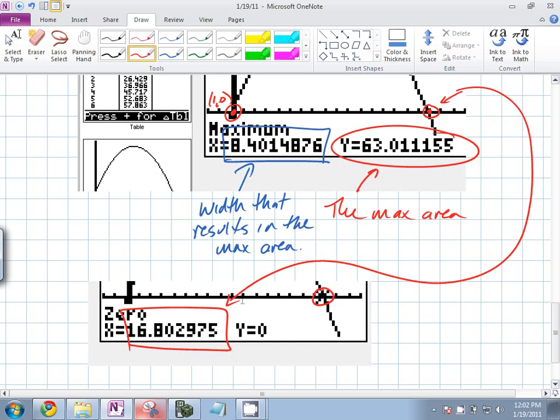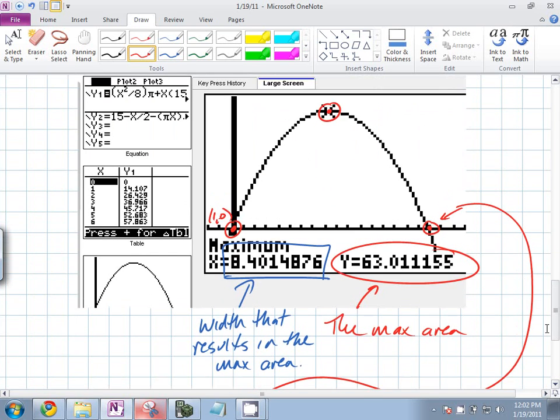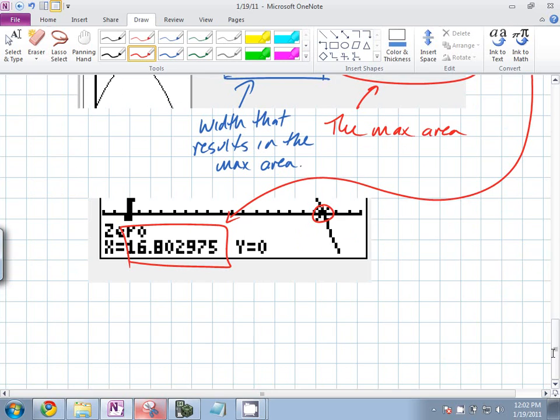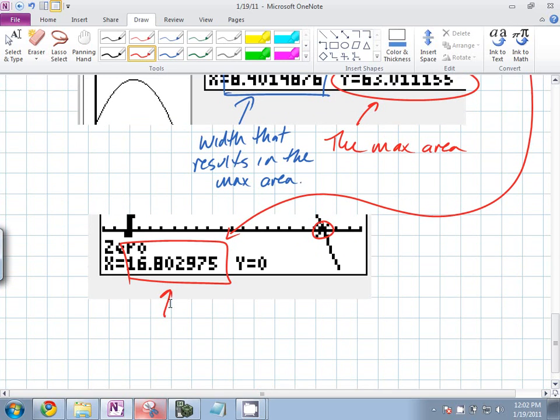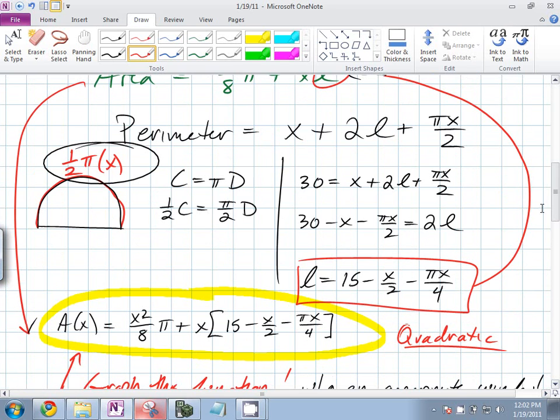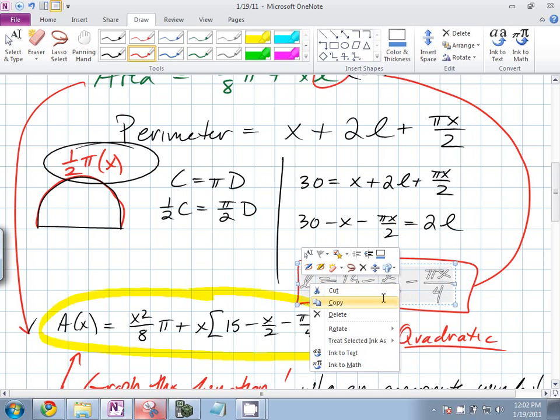Here's something interesting to consider, though. So this tells you that when x is 16.803, what's the area? The area equals that. Here's something interesting to think about, though. When we came up here, here's our function for L. That's the height of that. That's the side of the windows. You remember what L represents? The side of the windows up here.